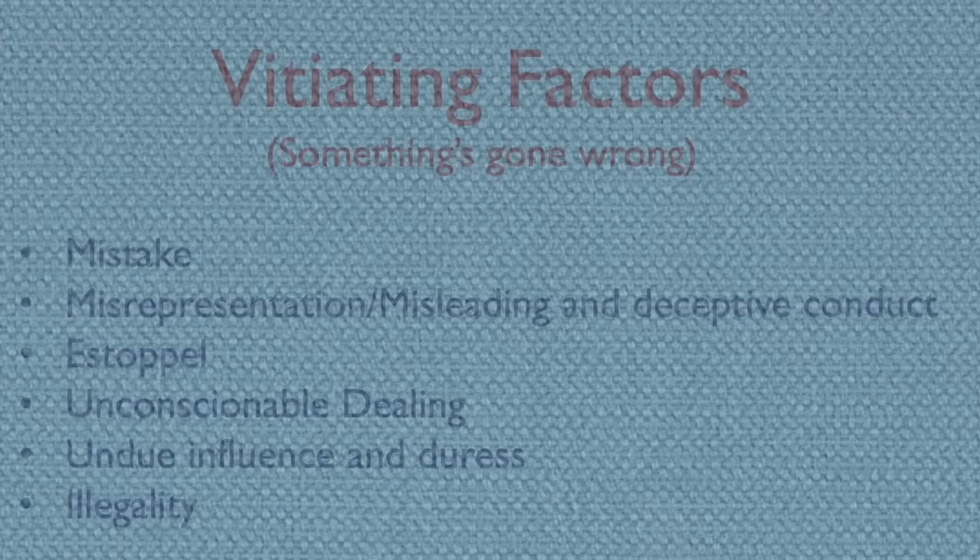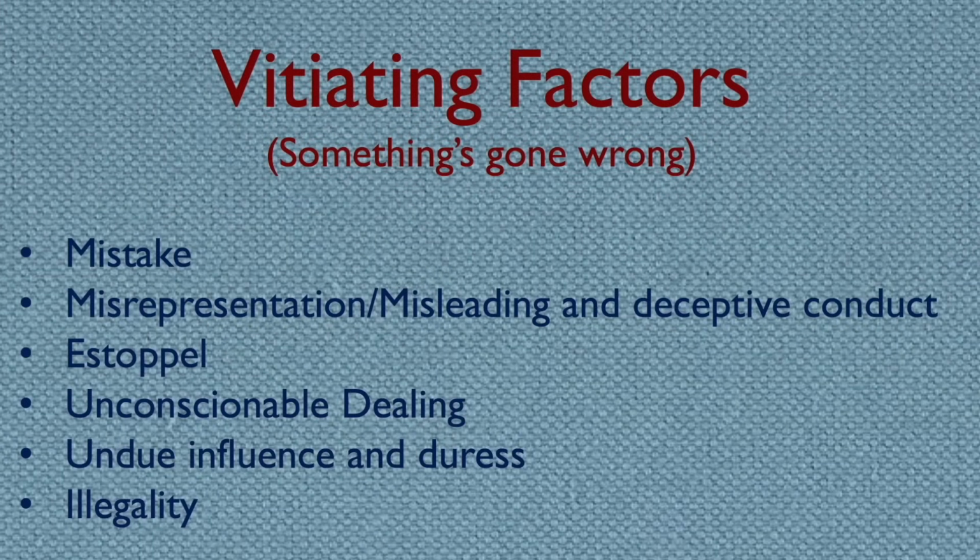What all of this means is that we now know everything we need to know for a contract to go right. But if contracts always went right, well, there'd never be any legal disputes. In this third section of the video, we're going to talk about what happens when things go wrong. We'll look at mistake, misrepresentation, misleading and deceptive conduct. We'll look at a thing called Estoppel. We'll look at unconscionable dealing, at Duress, and finally, we'll look at illegality.